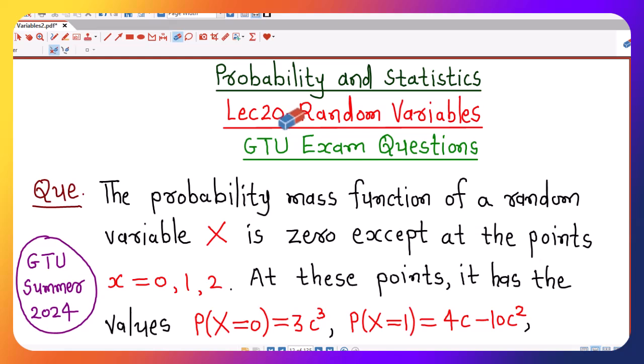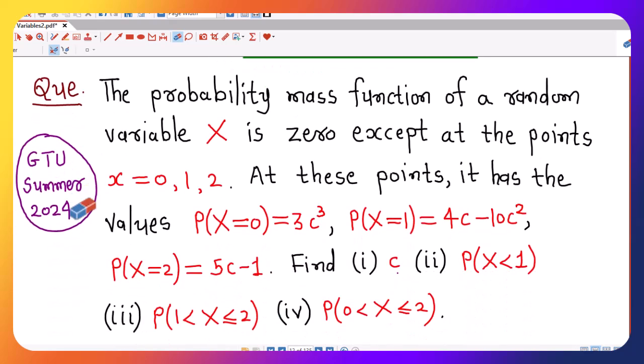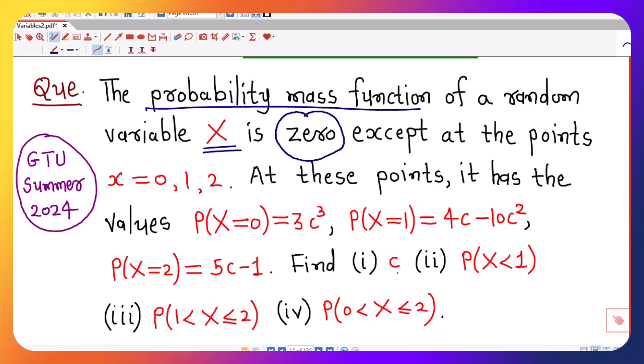In this lecture we are going to discuss one more question on random variables which was asked in GTU Summer 2024 exam. So first we understand what this question is about. We are given that the probability mass function of a random variable capital X is 0 except at the points x equal to 0, 1 and 2. That is, if we have some probability mass function, then it is 0 at all other points except these 3 points 0, 1 and 2.